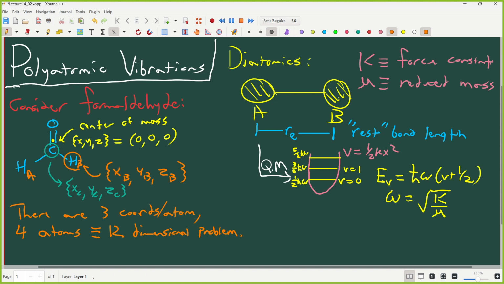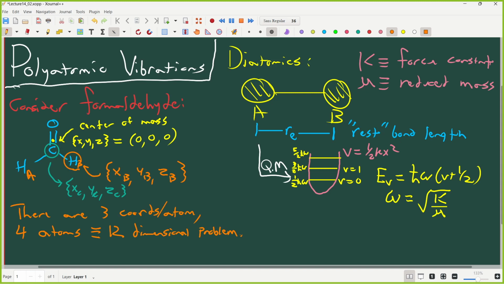Well, that's kind of annoying, right? Because that's a really hard thing to track. Now imagine if you go to benzene, right? You go to a bigger molecule. Benzene's got 12 atoms, right? 12 times 3 is 36. It has 36 coordinates to choose from.